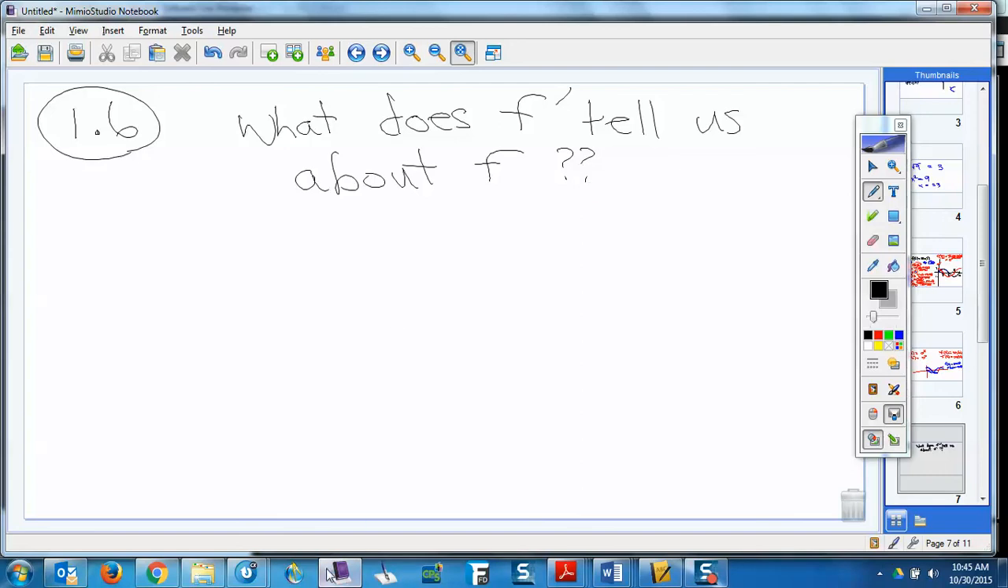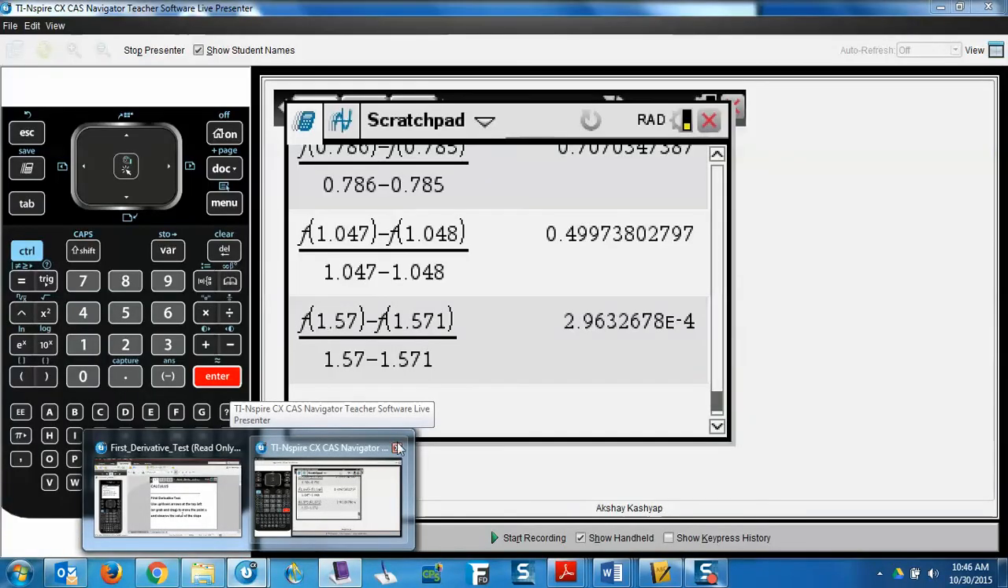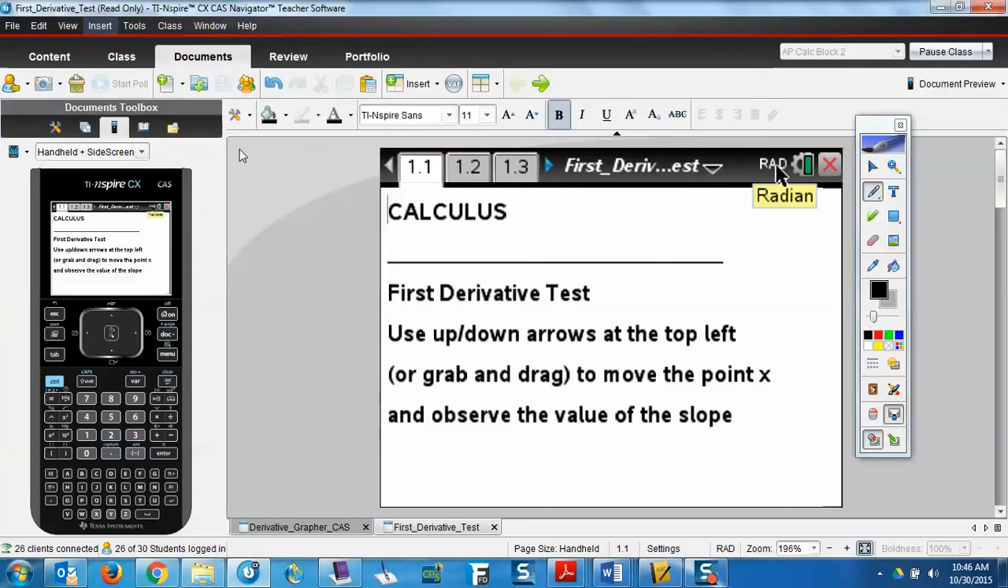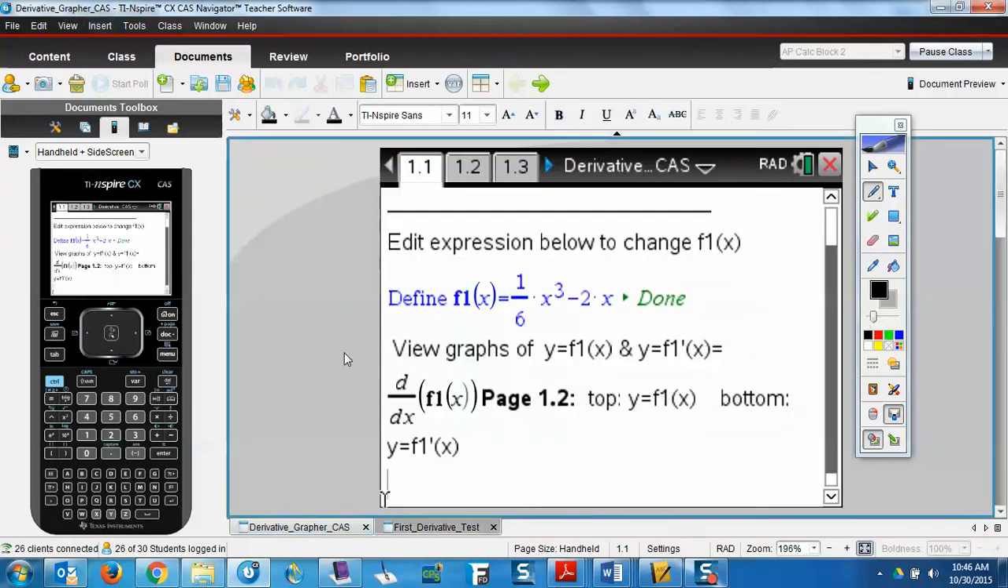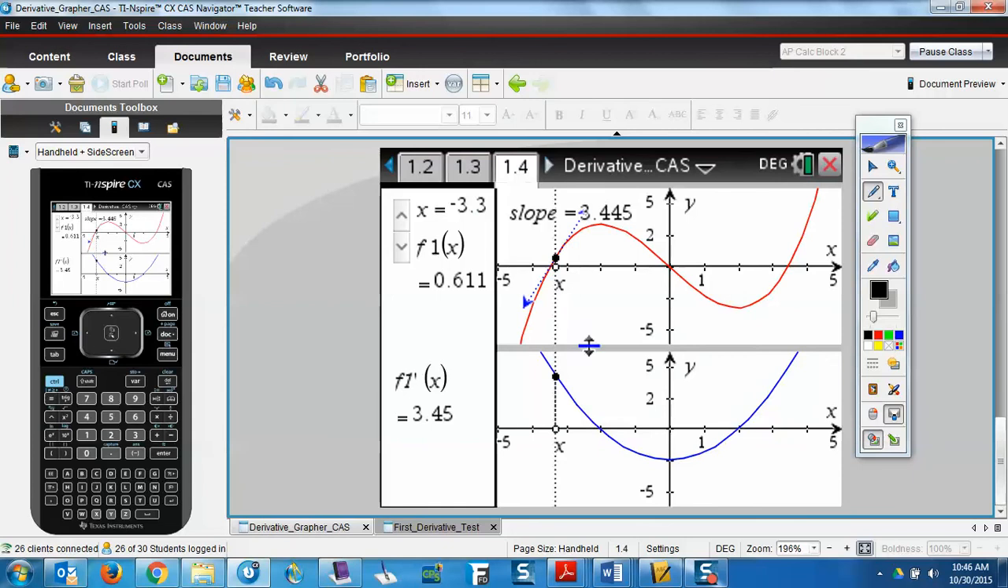So if you would pull up that derivative grapher document, and let's see, actually you can be done for now. Thank you. But if you would pull up, oops, that's the wrong one, the derivative grapher document, and we were over here on page 1.4, I think, the other day.